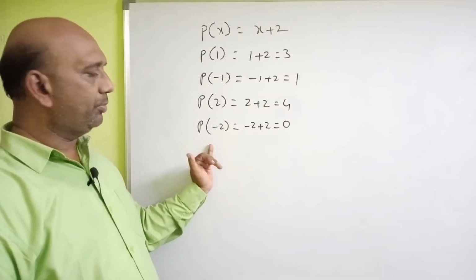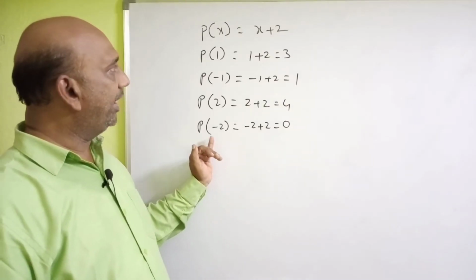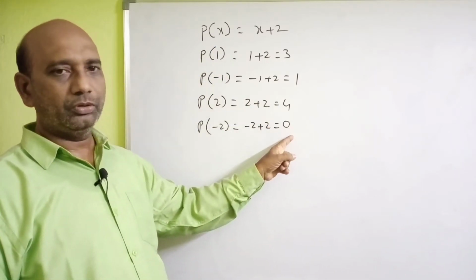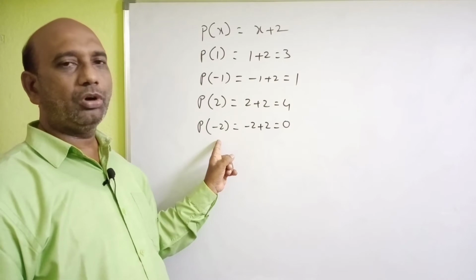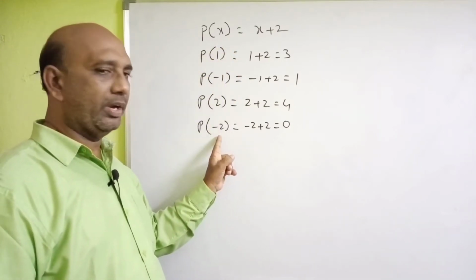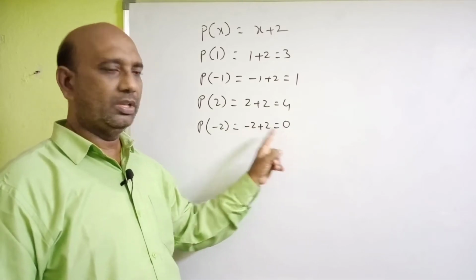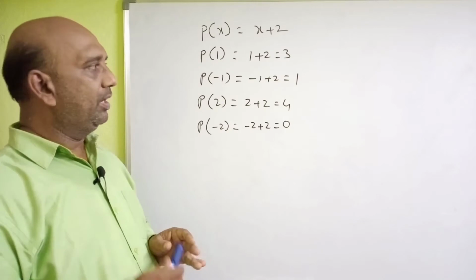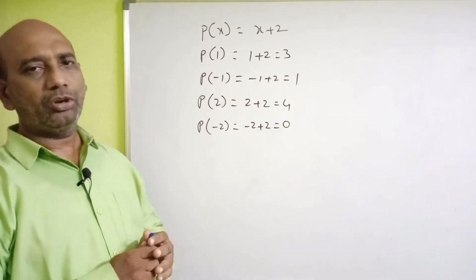If you see this example, the value of x at which the value of the polynomial is equal to 0 is taken as the zero of the polynomial. Here, for this polynomial, at x is equal to minus 2, its value is 0. That's why minus 2 is called the zero of this polynomial. Let us see the simplest way to find the zero of the polynomial.